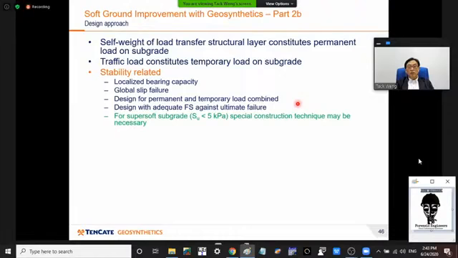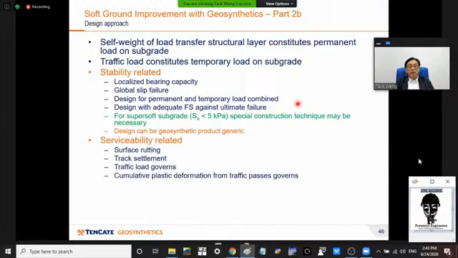For super soft subgrade, which covers the undrained shear strength below 5 kPa or 5 kilonewton per meter square, special construction technique may be necessary. And in this stability related design, design can be geosynthetic product generic. Then you have got the serviceability related design, where surface rutting and track settlement governs.